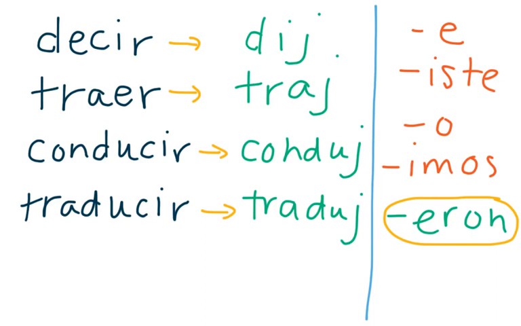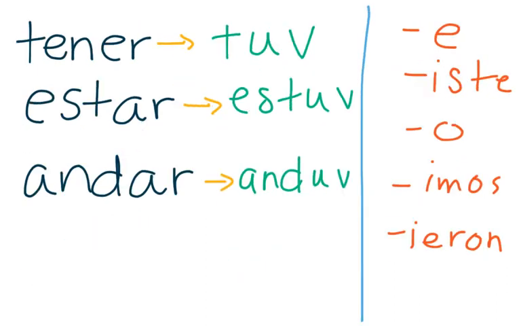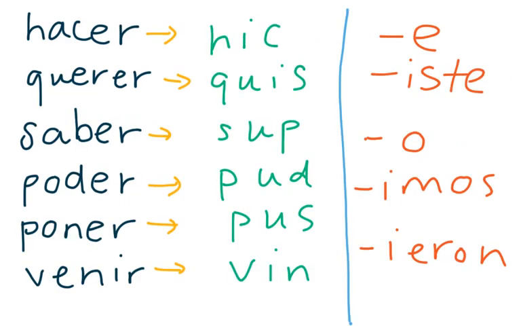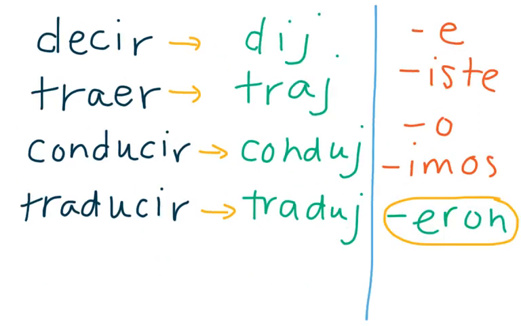You don't know what these verbs mean? Let me just go back. We have tener means to have, estar means to be, andar means to go or to walk, hacer means to do or make, querer means to want, saber means to know, poder means to be able to, poner means to put or place, and venir means to come. Decir means to say or tell, traer means to bring, conducir means to drive, like a car, and traducir means to translate.